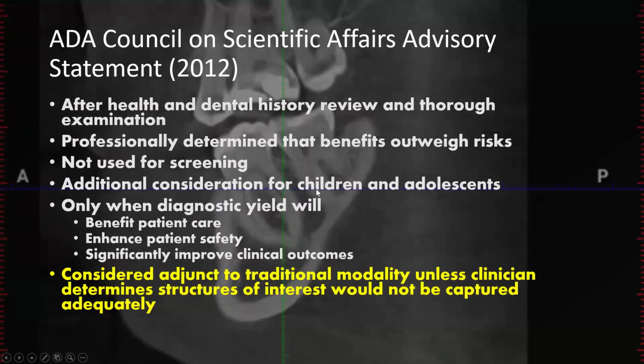Additional consideration for children and adolescents, right? They're more at risk from radiation. But when the diagnostic yield will benefit patient care, enhance patient safety, or improve clinical outcomes. So typically considered adjunct, not your first line of imaging, but adjunct to traditional modality unless you determine structures would not be captured adequately with 2D imaging. So that kind of sums it up.